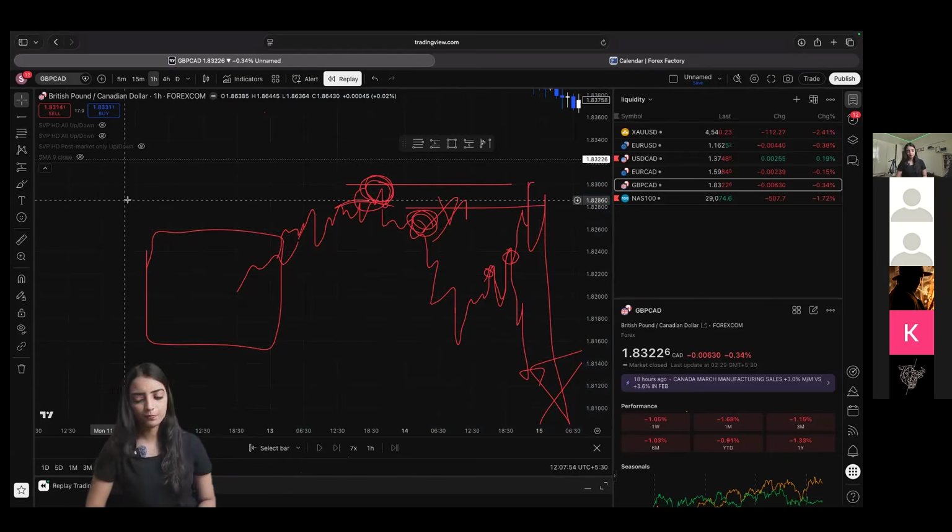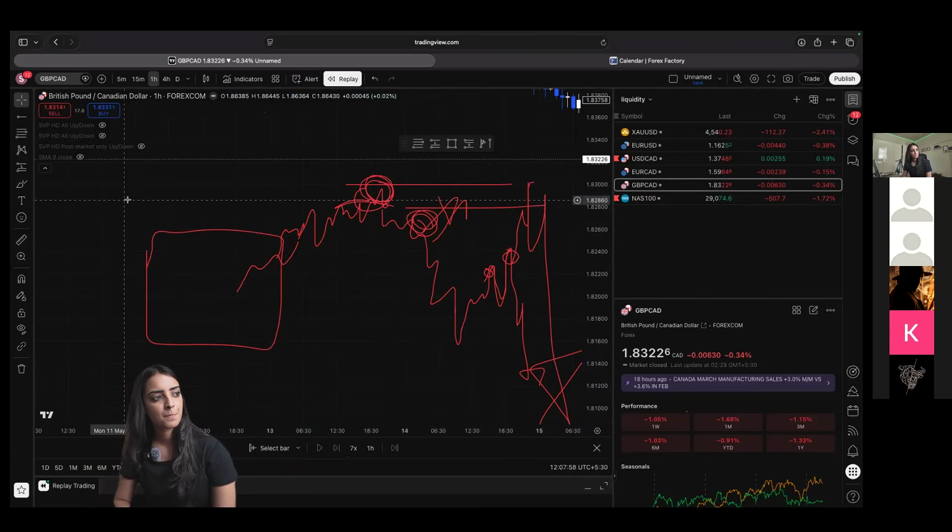So I have a question. If you have to give priority to these sweep sessions, if you say priority number 1, 2, 3, which one would be 1, 2, 3 for these?